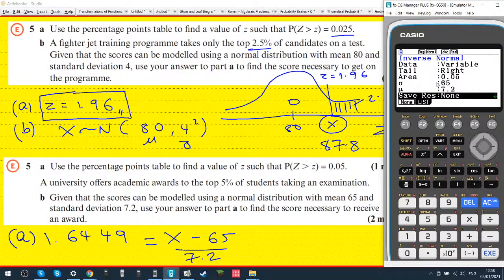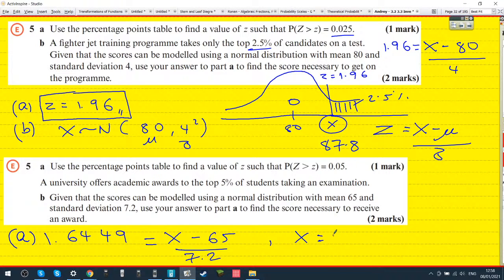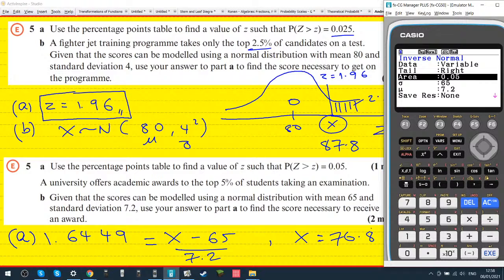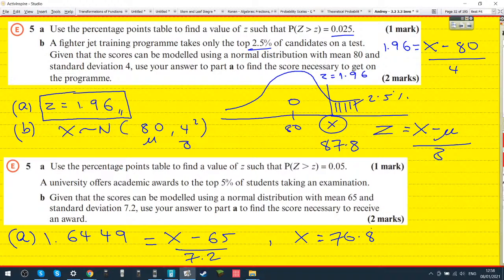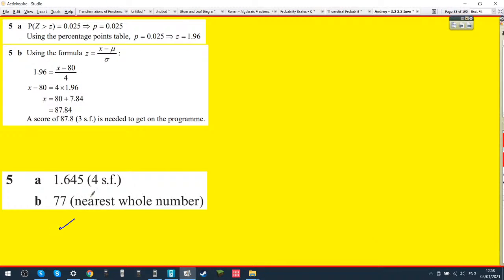What did you get? I got 1.644. No. What was the answer you got just a second ago for X? Oh, it was 76.8. So that's correct. Why is this not working for me? Who knows? You're using the right method. 77 to the nearest whole number.